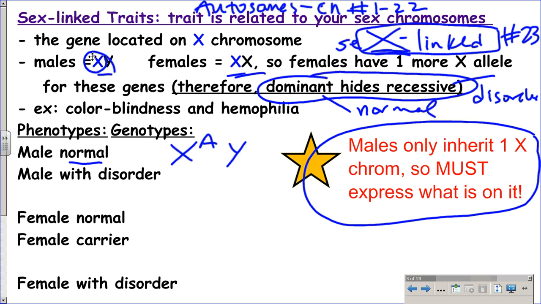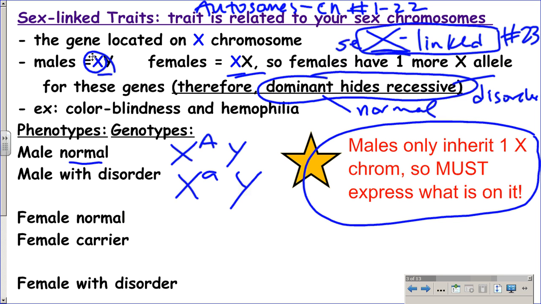So tell me how this would be different if the guy has a disorder. He's still going to be a guy, right? Doesn't change his sex. He's still a guy, so XY. But instead of having a dominant allele, he's going to have a recessive allele. So I'm going to write little a.